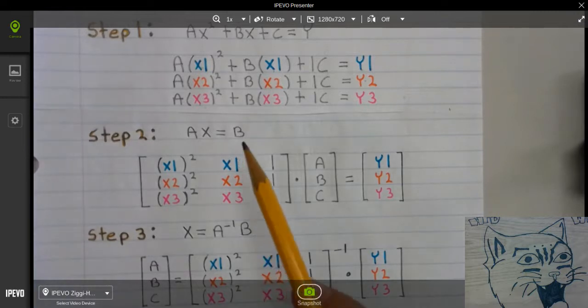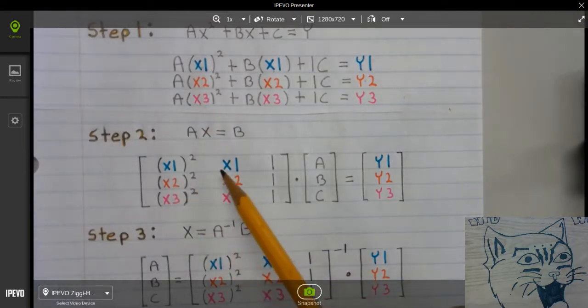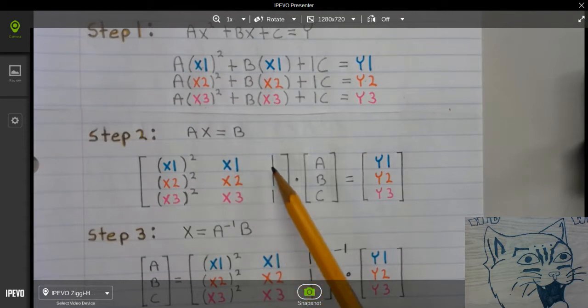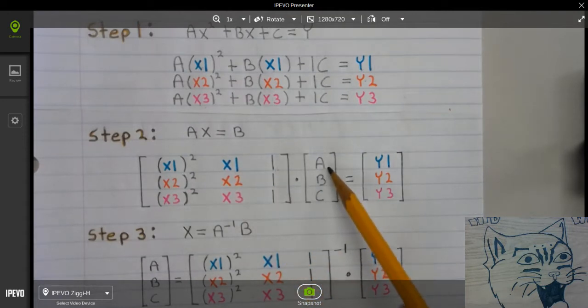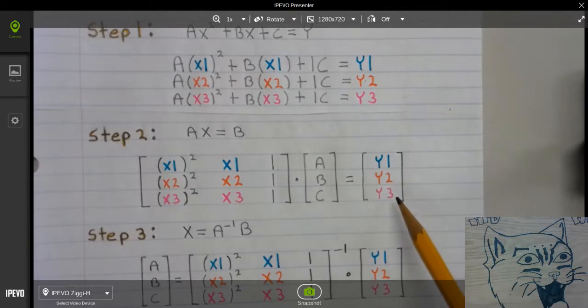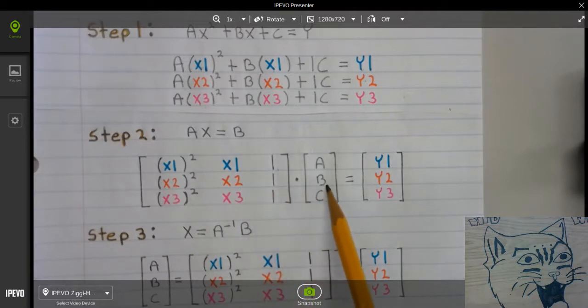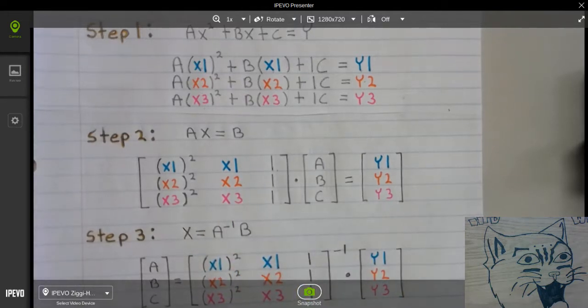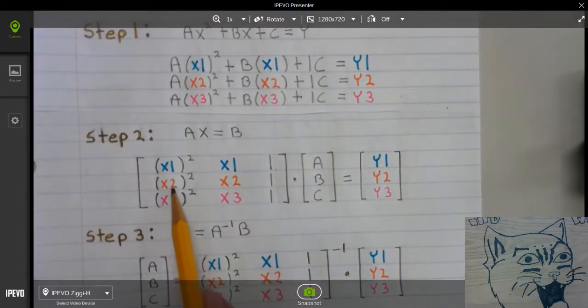So we know that we have x1 squared, x1, 1 times a, b, c equals y1, y2, y3. And then x2 squared, x2, 1, and that's times b, and that's equal to y2. And x3 squared, x3, 1, c, and y3. So then we have our matrix. If you were to multiply this through row by column, you'd end up with the first equation. If you multiplied this through by row and column, you'd end up with this equation, and so on.